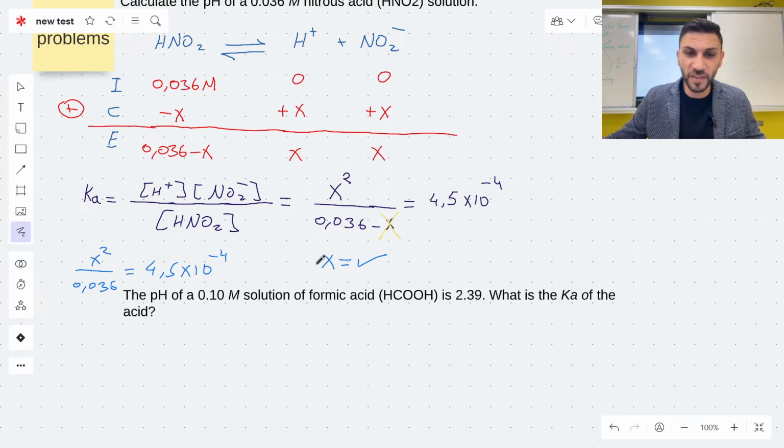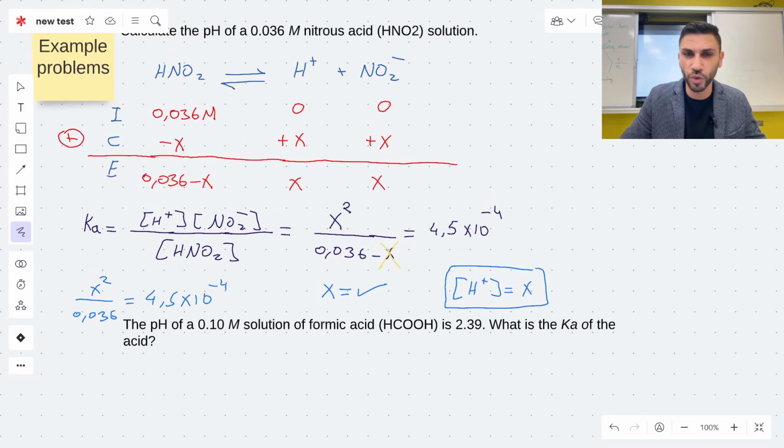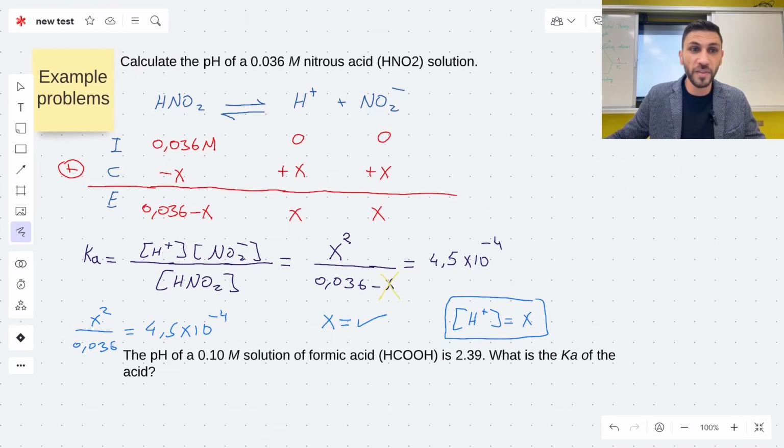Now when we have X, this is the concentration of H positive at equilibrium. Let's say it was 2.3, 1.7, whatever the number we have. I'm not going to do the math, you double check it. The question is asking you to calculate the pH of the solution. Now you have the H positive, that means pH equals negative log of the concentration of H positive, which is X, which you already have. And it's going to be simple.